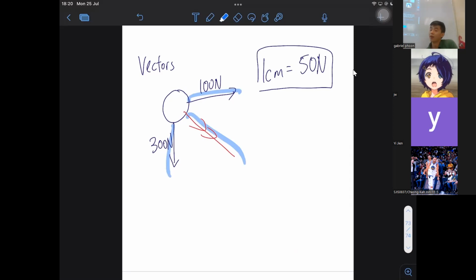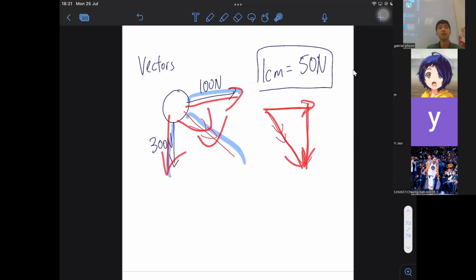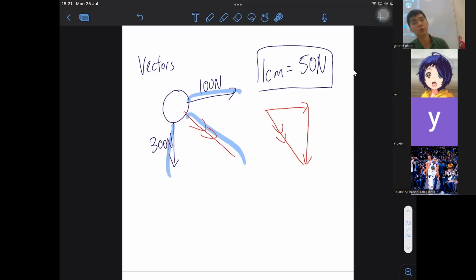Good. I should move either the 300 towards the right, or I could move the 100 towards the bottom. If I move the 300 towards the right, I'll still draw the 100 first, and then I'll draw the 300, and this will be my resultant force. Guys, pay attention here. You'll notice that the one that is towards the right will still be towards the right. The one that is supposed to be downwards will still be downwards, and the resultant force will still be in the same direction.